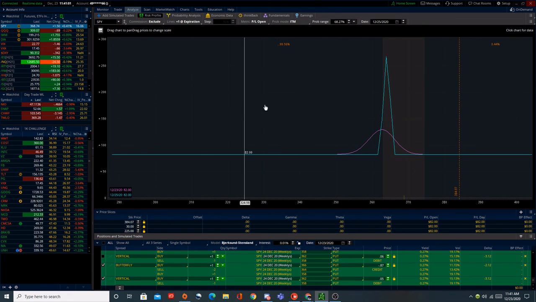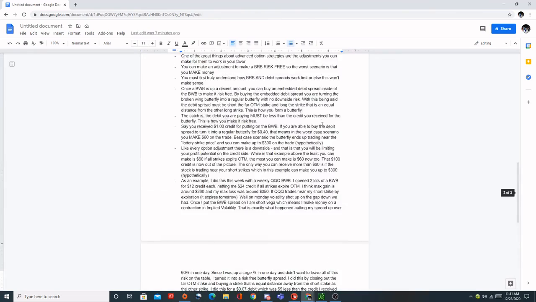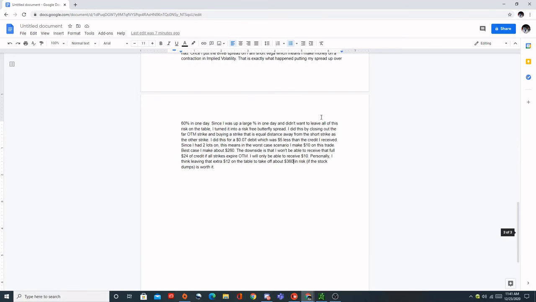So that's really how you do it. And there's not much else to say, but that's how you turn a broken wing butterfly into a risk-free butterfly spread, just like that. And yeah, that's really about it.